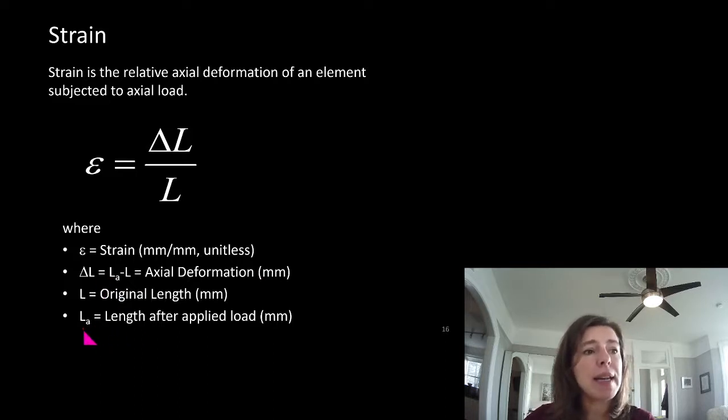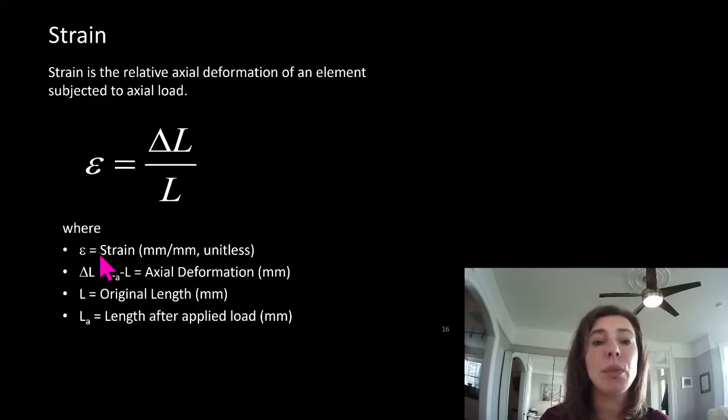So I've written here LA is the length after applied load. So delta L is the length after the load's been applied minus the original length. And that delta divided by the original length is strain. So how much has it moved compared to how big it originally was? That means we're dividing millimeters by millimeters. So technically strain is unitless.